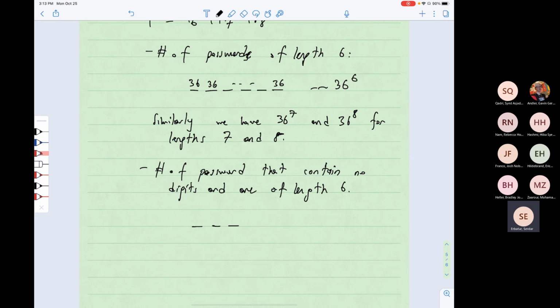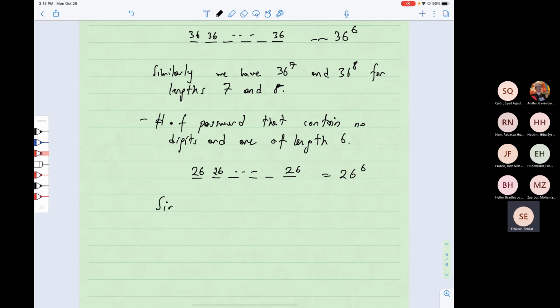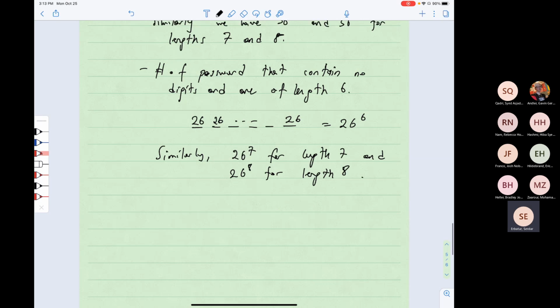Again, the task is to pick 6 characters. But this time the characters can be only letters because we don't allow any digits. So 26, 26, right? 26 to the 6. And similarly, 26 to the 7 for length 7, and 26 to the 8 for length 8.